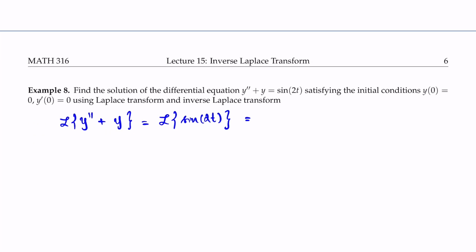So the Laplace transform of 2t is 2 over s squared plus 2 squared, which is 4. Alright. Now on the left hand side, the Laplace transform of the sum is the sum of Laplace transforms. So the Laplace transform of y double prime plus the Laplace transform of y equals the right hand side, which is 2 over s squared plus 4.